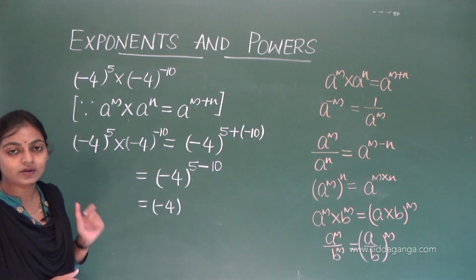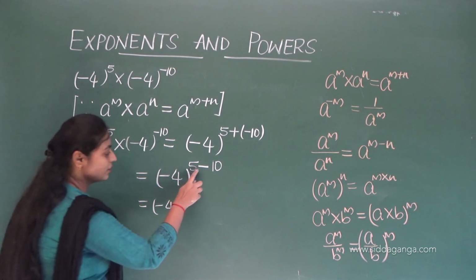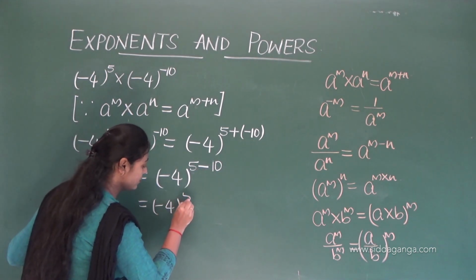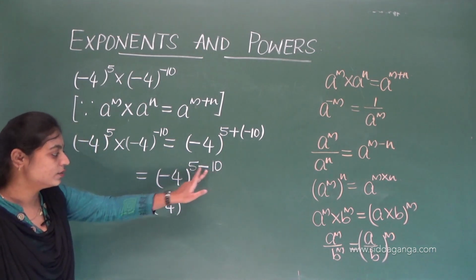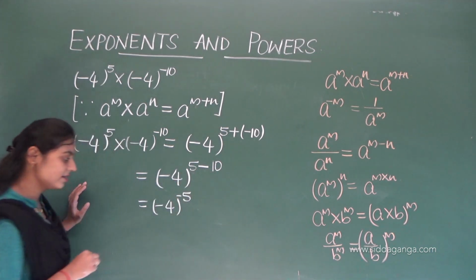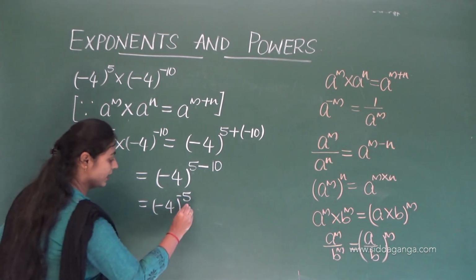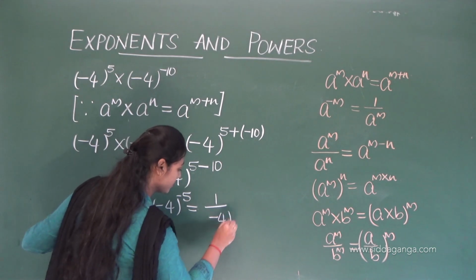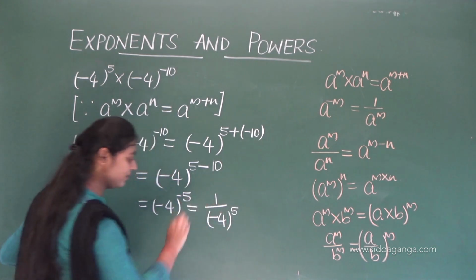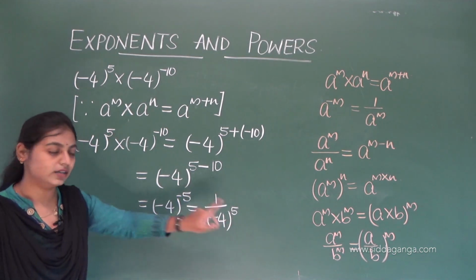When one is a positive number and one is a negative number, we have to subtract those two numbers. So 5 minus 10, the highest number is 10, so the sign is minus, giving minus 5. So the exponent has a minus, so we can write this as 1 divided by minus 4 to the power of plus 5. So we converted the negative exponent into a positive exponent.